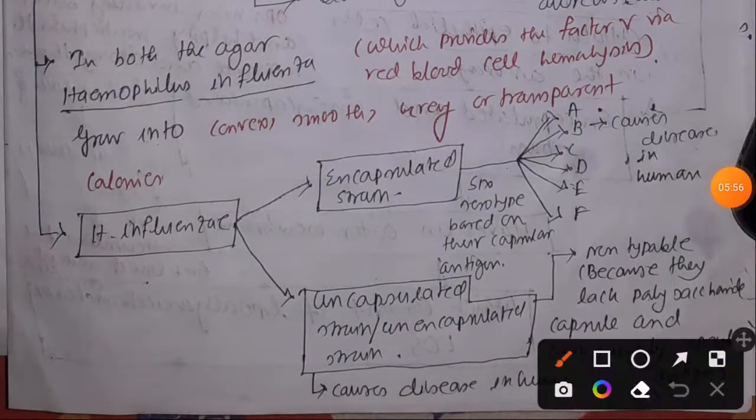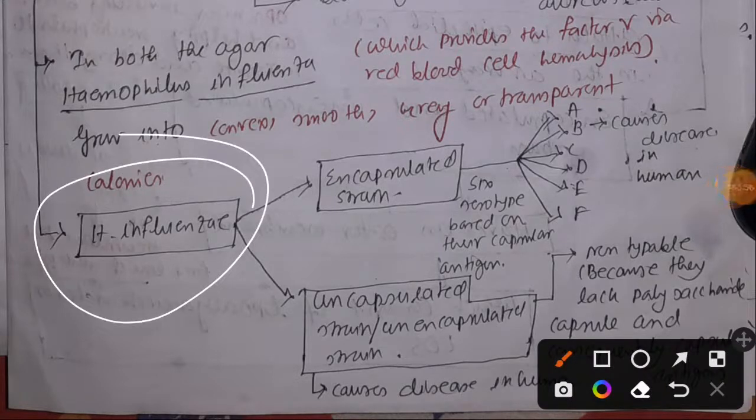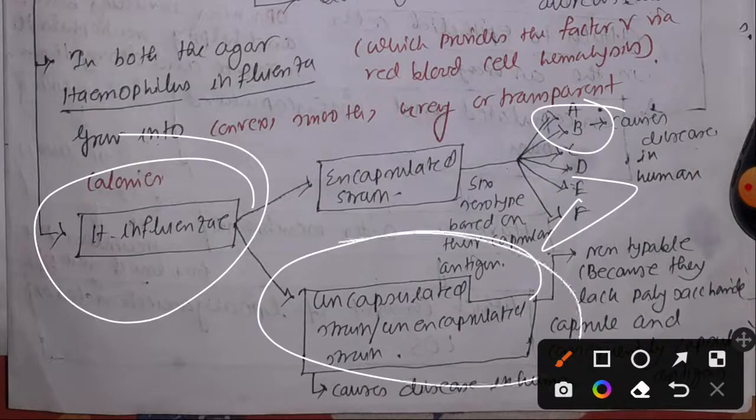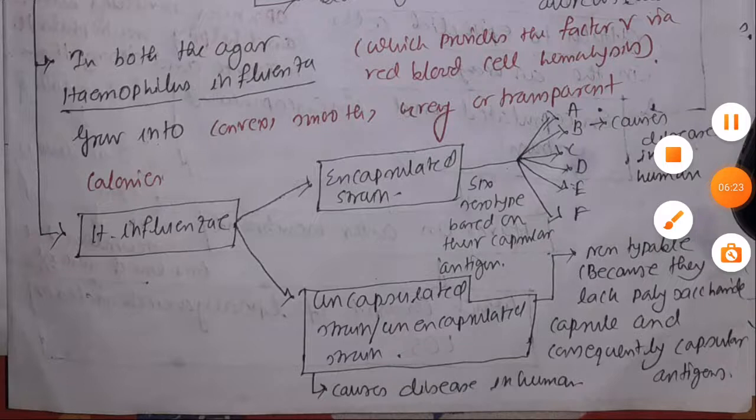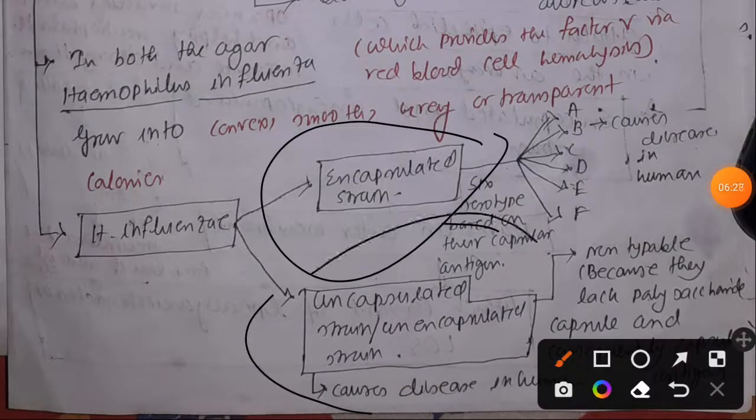We have also divided Haemophilus influenzae on the basis of the presence of a capsule: the encapsulated strain and the non-encapsulated strain. The encapsulated strain can be divided into 6 different serotypes, A to F, and among them B is important because it causes disease. The unencapsulated strain is also responsible for causing disease, although it is devoid of capsular antigen. We will discuss in an upcoming video how the encapsulated and unencapsulated strains cause disease.